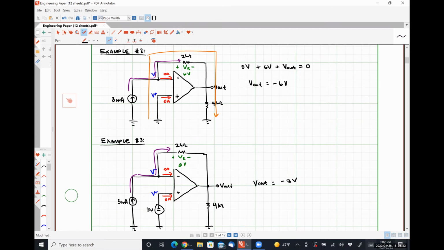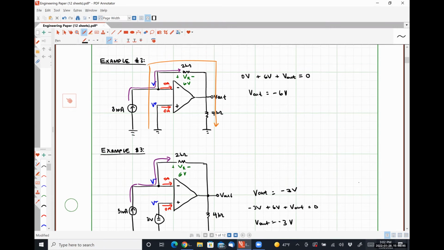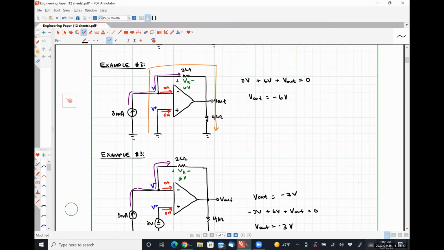Negative 3 volts. We could find that by saying negative 3 volts plus 6 volts plus V out is equal to 0. Therefore, V out must equal negative 3 volts. Or we could have analyzed this using superposition and found that it's just a combination of the last 2 circuits that we analyzed. Literally.